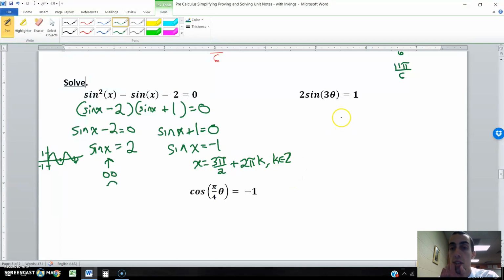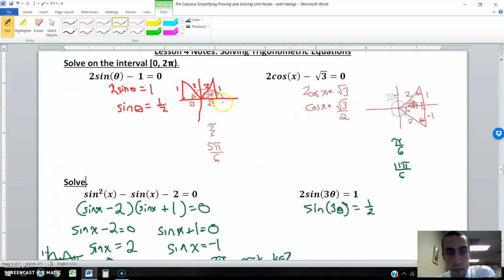Alright, so this next one. We want to isolate our trig function. So we're going to have the sine of some 3 theta angle equals 1/2. So I know that, back from the earlier problem, there's 2 basic angles that have a sine of 1/2. And that is pi over 6 and 5 pi over 6.